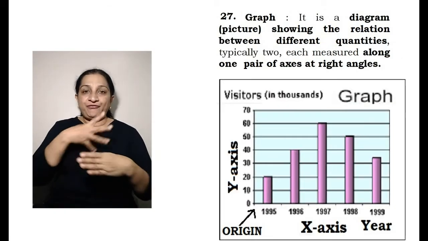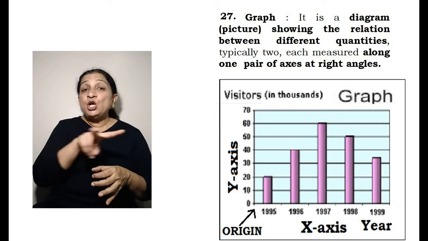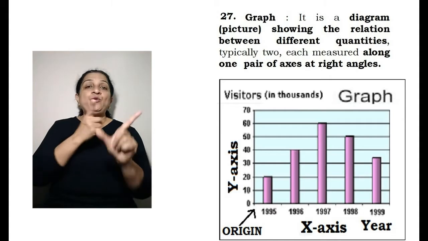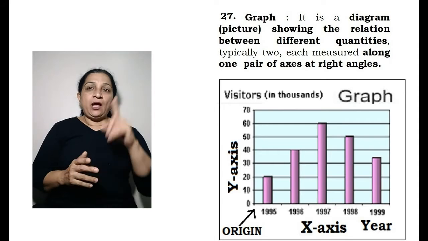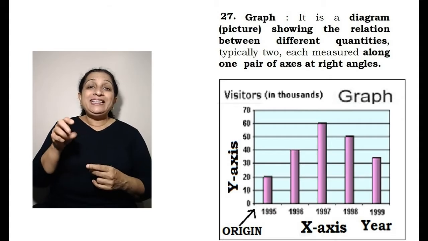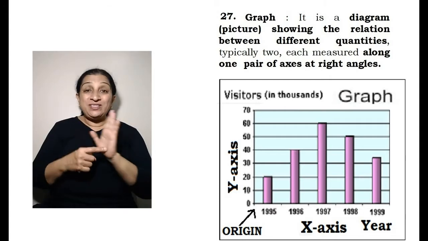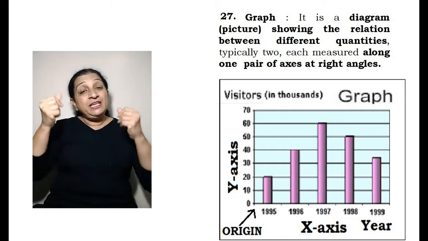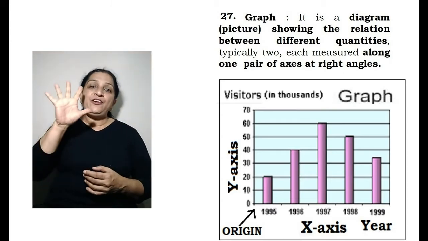Then you have graph. This is a diagram or a picture showing the relationship between two things. Okay, you have an x-axis and a y-axis. Both meet at the origin. For example, here you have visitors, counted in thousands, and year on the x-axis. This shows a relationship that in 1997 many more visitors came compared to 1995.